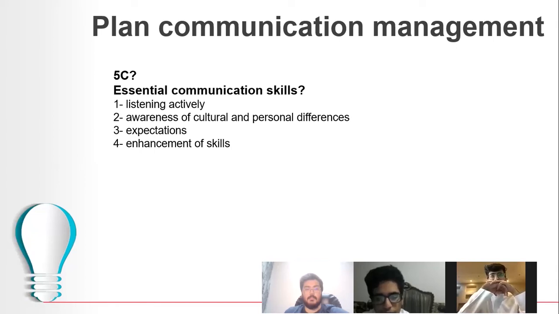Third, we have identifying, setting, and managing stakeholders' expectations. Negotiating with the stakeholders reduces the extent of conflicting expectations among the stakeholders community. Finally, we have enhancement of skills, enhancing the skills of all team members in the following activities: persuading, motivating, coaching, negotiating, resolving conflicts. Next.